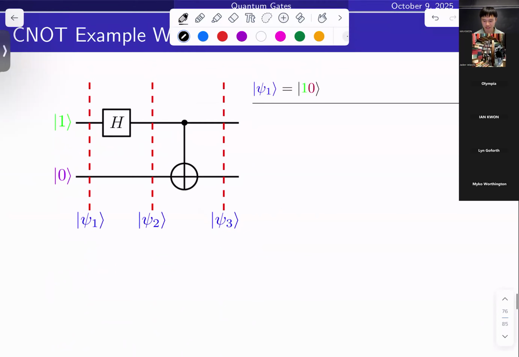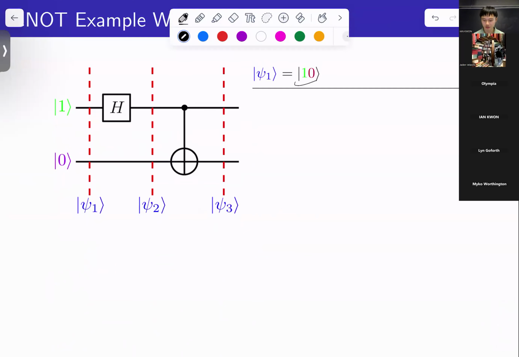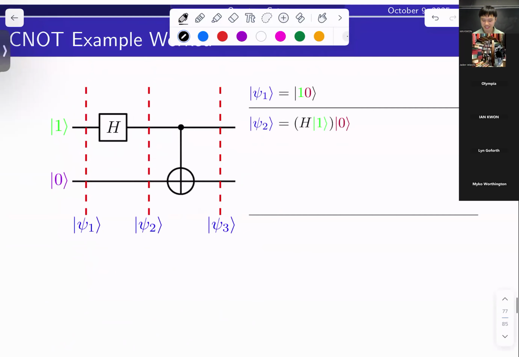Now let's walk through the example. So again, this is the starting state, 1, 0. We read from top to bottom. This is the next state where we're going to apply a Hadamard to the top qubit, which means we apply to the left one. And so this is maybe a bit of a nuance where you might ask, how do you notate it? How do you see what it applies to?